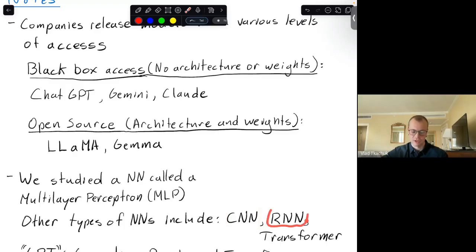Another example is the RNN. Oh, apparently someone's vacuuming beside me.